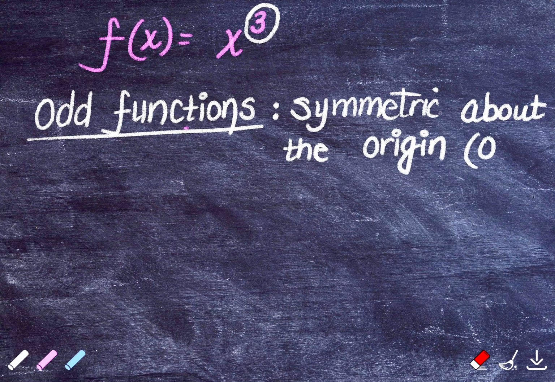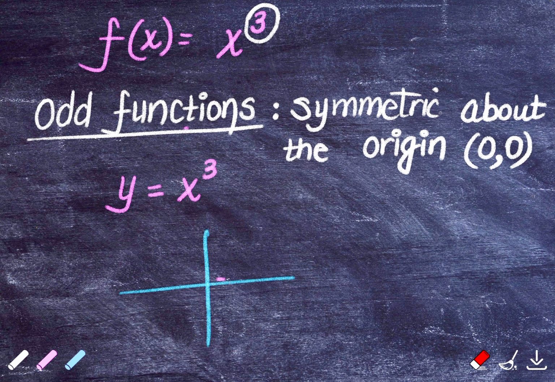So the origin is what? The point (0, 0), where x and y are meeting. Let us take a look at an example of an odd function. Let us say we have y equals x cubed, the one that I wrote down up there. Let's take a look at the graph of this function. The graph of this function is going to be something like this.